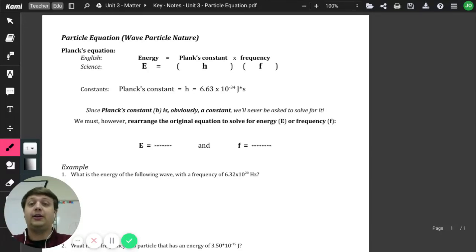So today we are going to be continuing our lesson on light. For this, you do need to make sure you've got your notes, you've got something to write with, and you are going to need a calculator again.